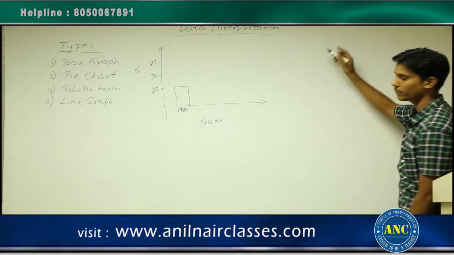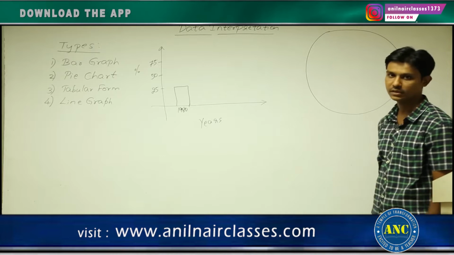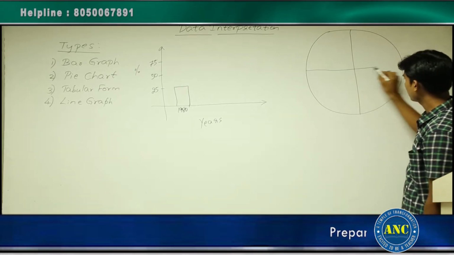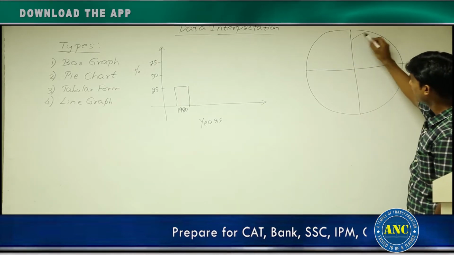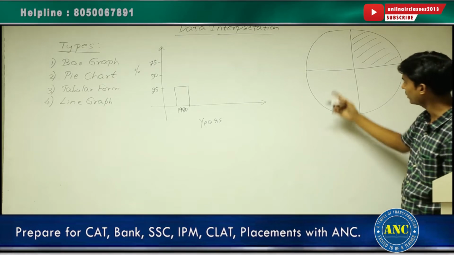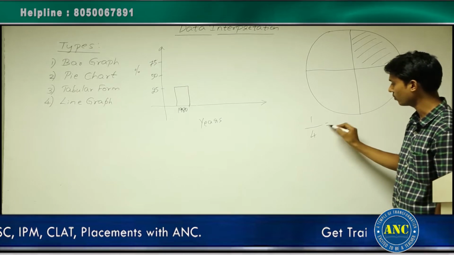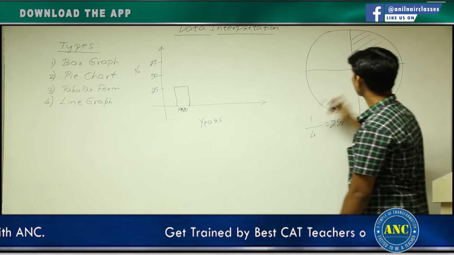Same thing, if I want to represent it in a pie chart, listen to this carefully. This is a circle. I will divide it into 4 equal parts. Out of 4 parts, I will shade 1 part. What is the fractional value? Out of total 4 parts, I am shading 1 part. 1 by 4. What is 1 by 4? 25%.